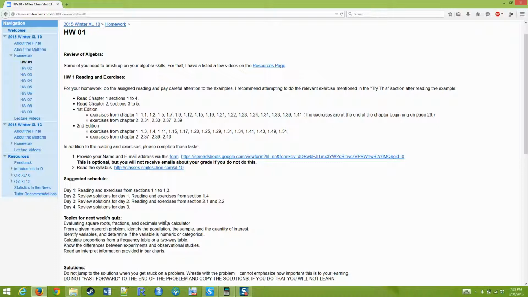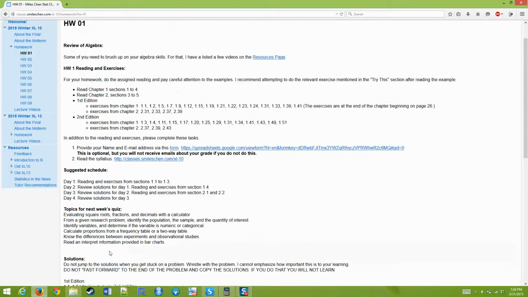Where will you be putting these things? Yeah, I'll put a link on this page, or maybe at the bottom of the page there's a place where I can put, not comments, but files. Can we give you the homework for corrections and feedback? No, don't give me the homework for me to grade.